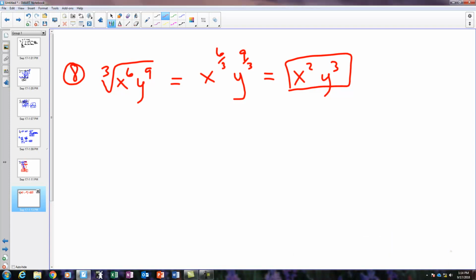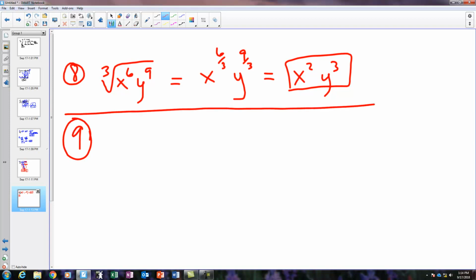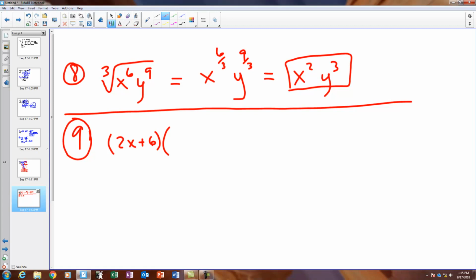All right, so we're going to go to number 9. When you flip the page over on the test review, things change pretty dramatically. We go back to a lot of simplification through multiplication on 9, 10, and 11. Number 9 says 2x plus 6 multiplied by 3x squared plus 10x minus 14.